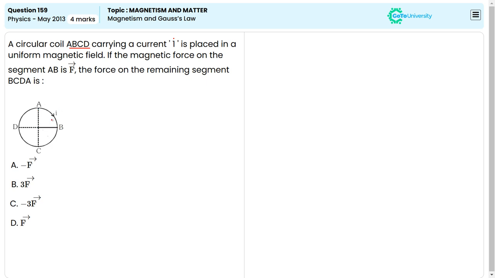the magnetic force on AB is F vector. The force on the remaining segment BCDA is what we need to find. We know that the net magnetic force on a current loop in a uniform magnetic field is always 0.